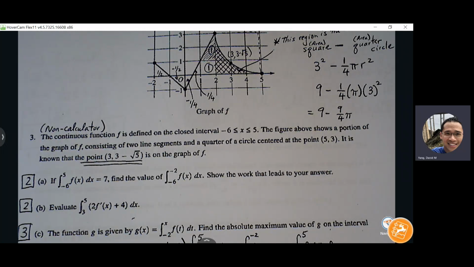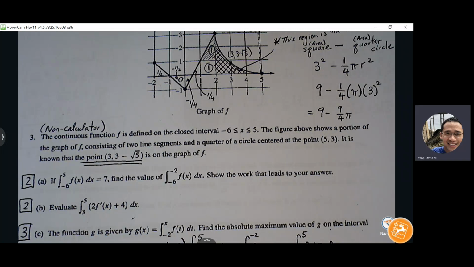Okay, number 3. Now we're moving on to the non-calculator sections here, 3 through 6.